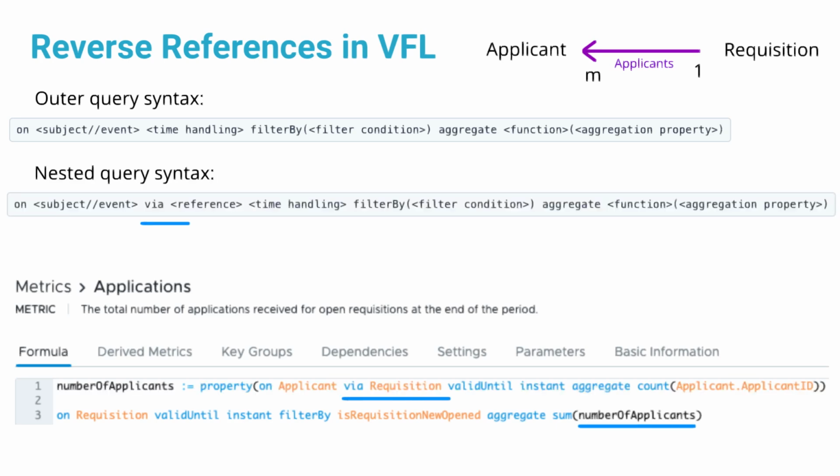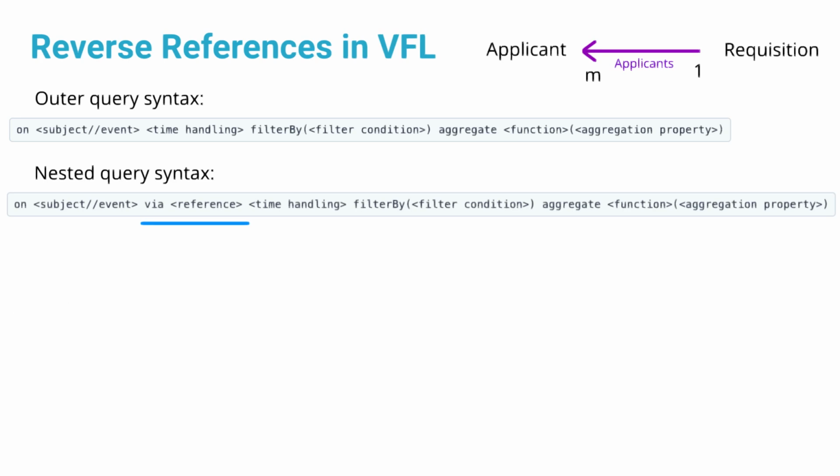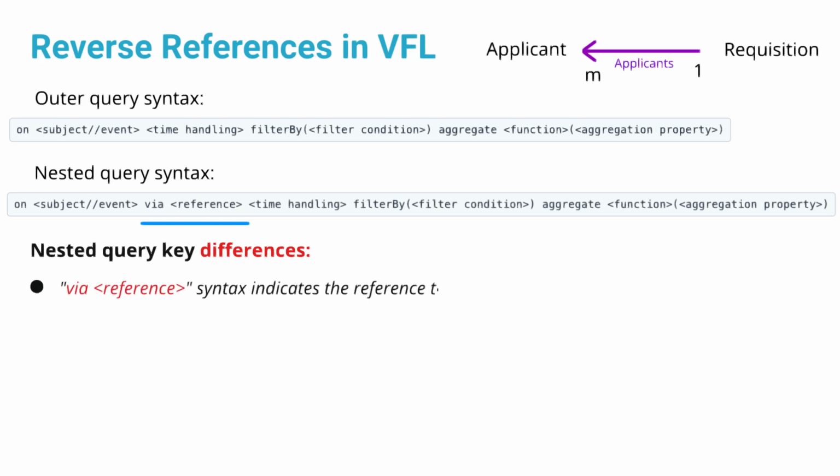The via keyword specifies the reference to be used, in this case, the requisition reference. The result of the nested query is stored in a temporary property, number of applicants, which can then be used in the outer query. The syntax for nested queries is almost identical to that of outer queries, with a few key differences. Via syntax indicates the reference to use for traversing.